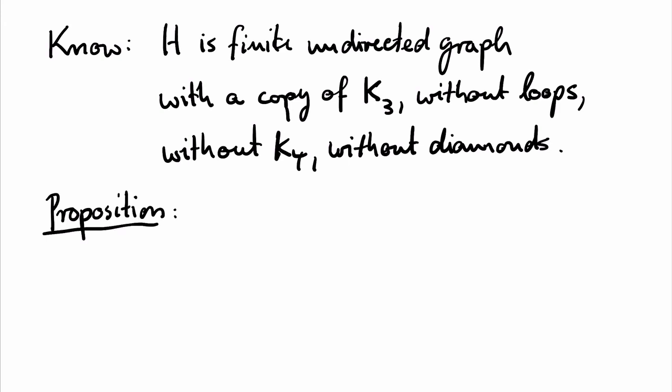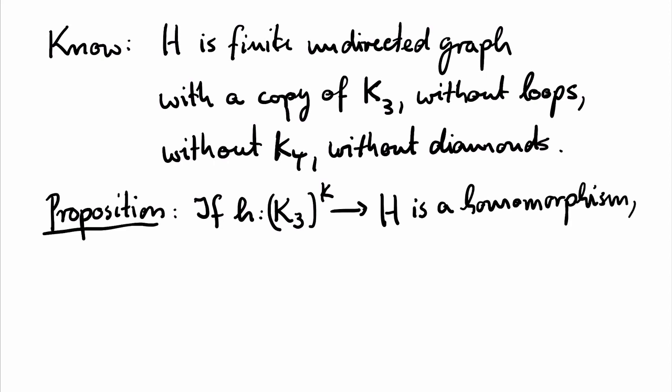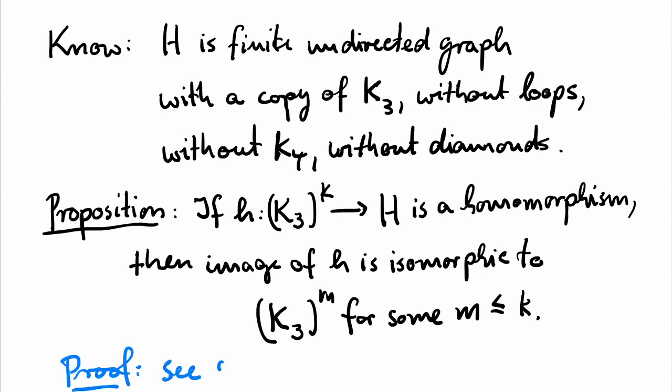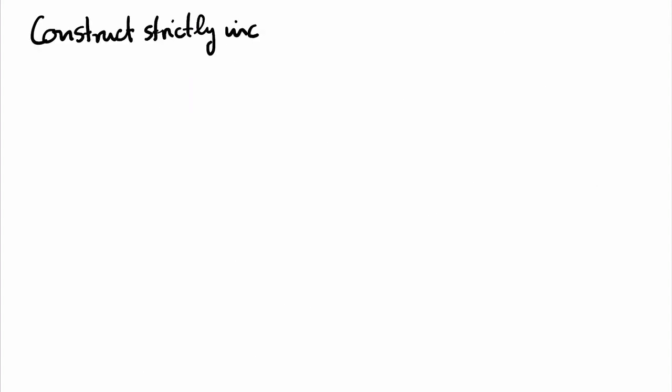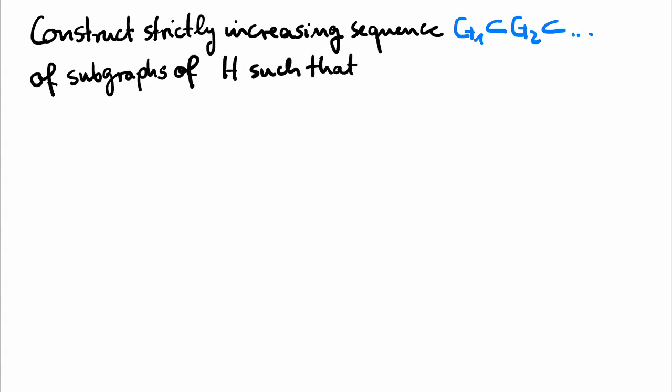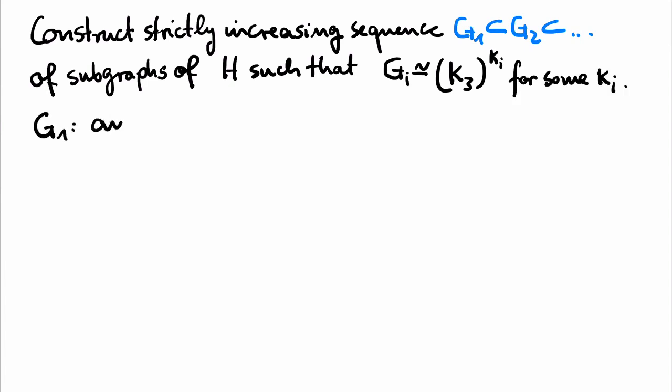In the script, you will find the proof of the following proposition. If we have a homomorphism from a finite power of K3 into a diamond-free graph, then the image of the homomorphism is isomorphic to a finite power of K3. The proof of this lemma is somewhat technical and doesn't fit into the video. But let's instead see how to finish the proof using this lemma. We construct a strictly increasing sequence, G1, G2, and so on, of subgraphs of H, such that Gi induces in H a copy of some finite power of K3. We start our construction with any triangle in H.